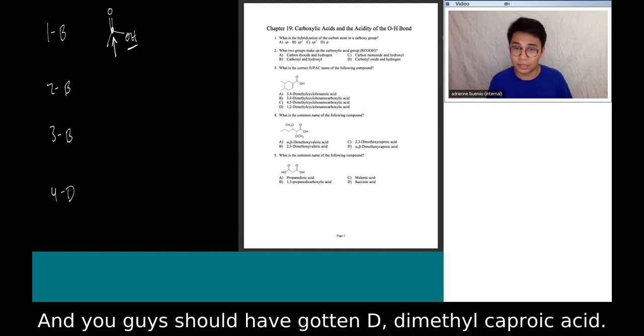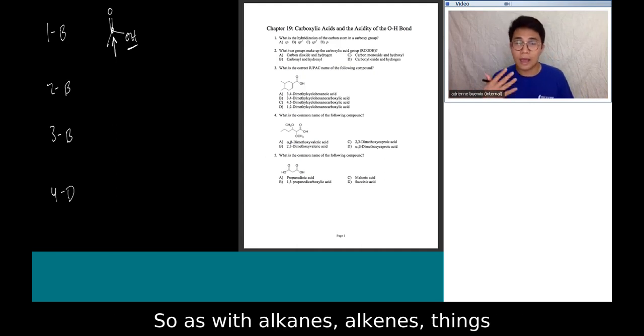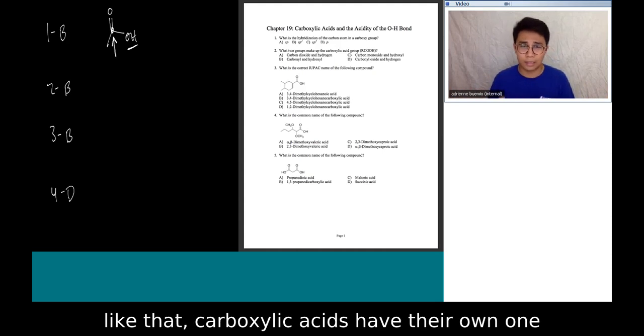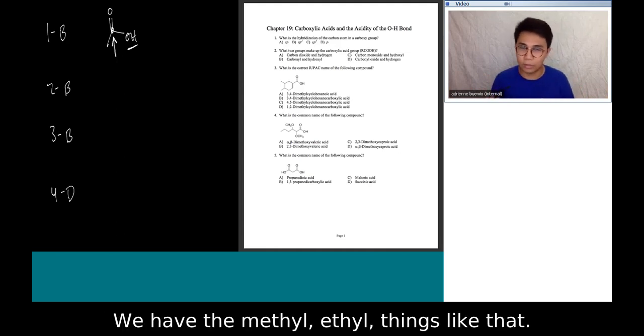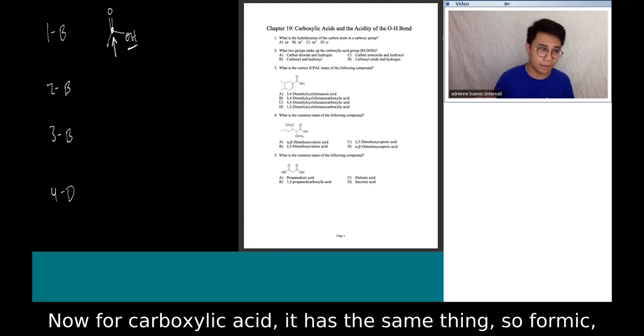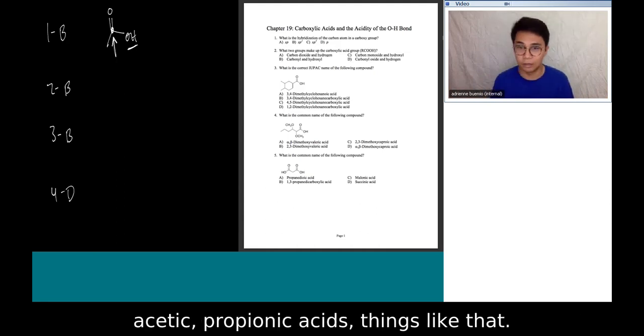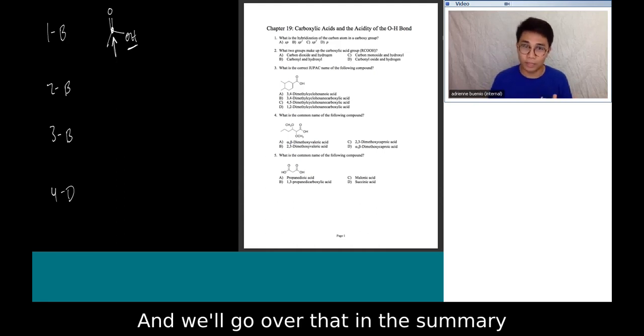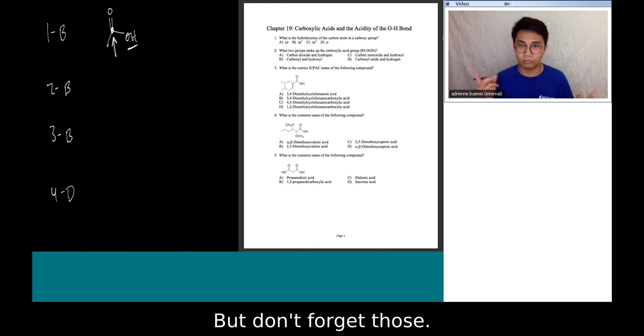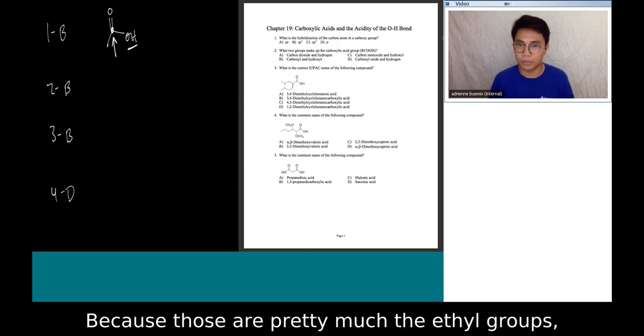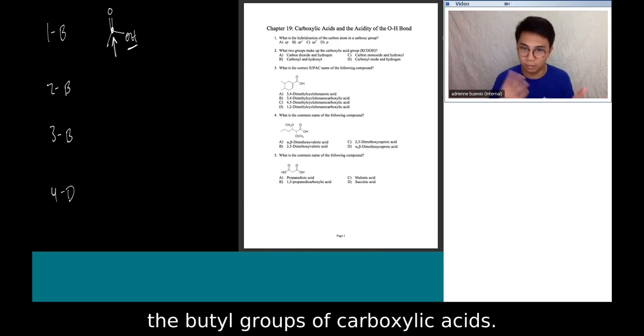dimethyl dimethoxycaproic acid. As with alkanes, alkenes, things like that, carboxylic acids have their own 1 carbon, 2 carbon, 3 carbon type thing. We have the methyl, ethyl, and for carboxylic acids it's the same: formic, acetic, propionic acids, things like that. We'll go over that in the summary so we can write them all down. But don't forget those, because those are pretty much the ethyl groups, the butyl groups of carboxylic acids.